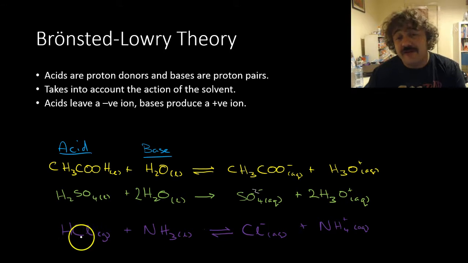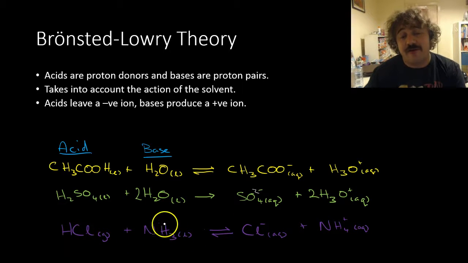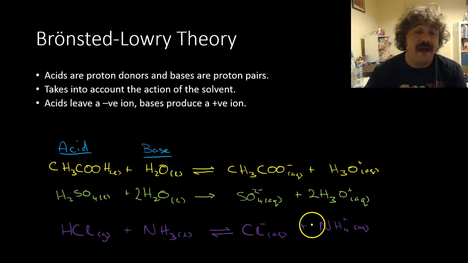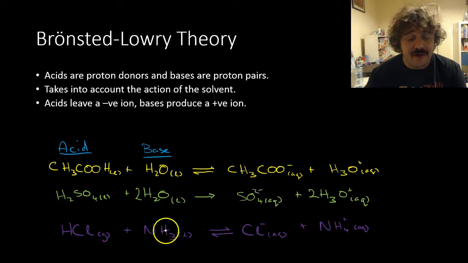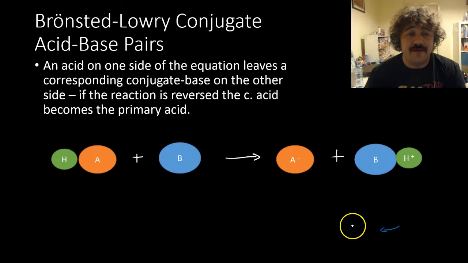And here we have hydrochloric acid and ammonia. So we've gone for a slightly different example here. The hydrochloric acid produces a chloride ion, which is negative, and it protonates the ammonia, so it donates a proton. That makes it an acid. The ammonia here forms a positive ion, and it accepts a proton. It goes from NH3 to NH4. Therefore, it is a base.